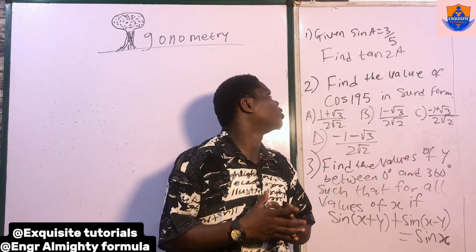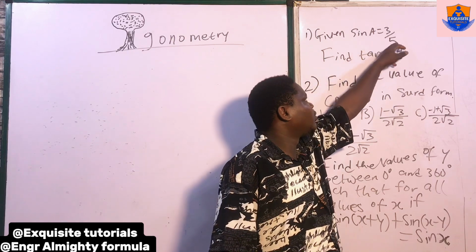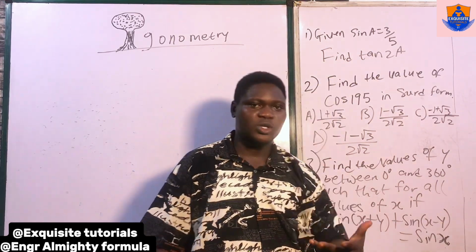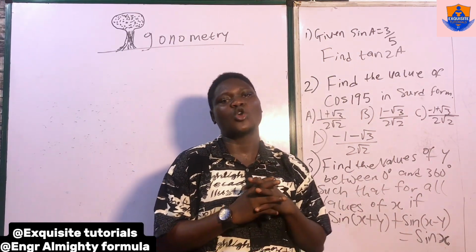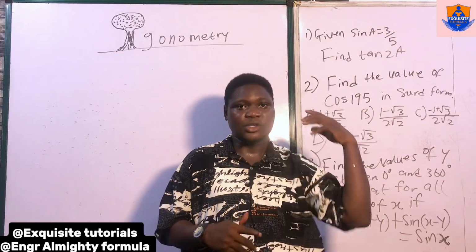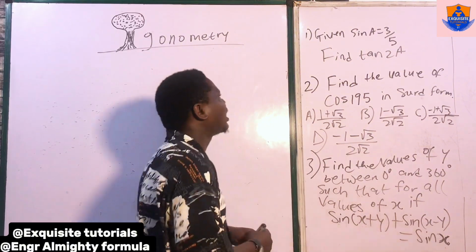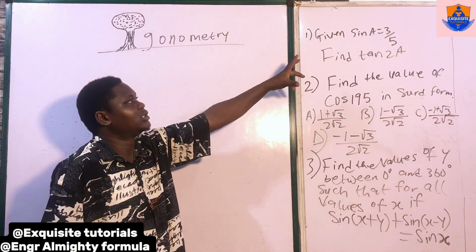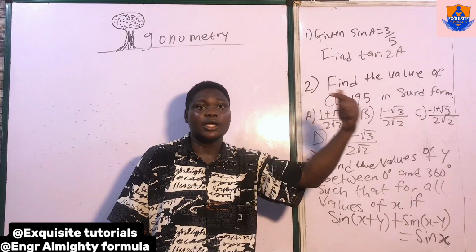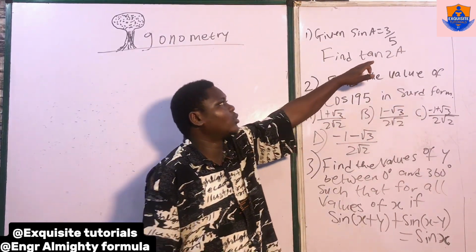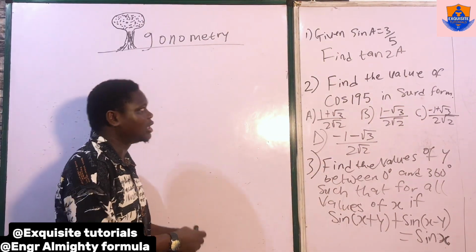So the first question: given sine A is 3/5, find tan 2A. We are going to make use of some things we learned in our previous video, and we'll also make use of these formulas here. Now if we are given sine A, how do we find tan A? It is important because we are looking for tan 2A.